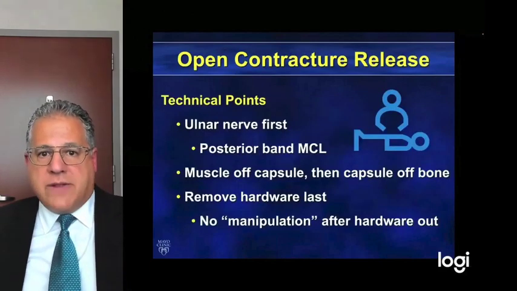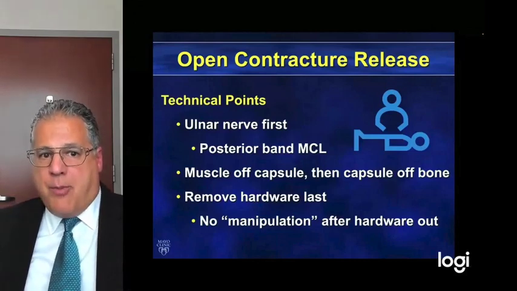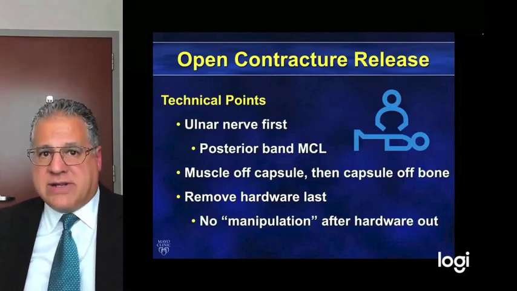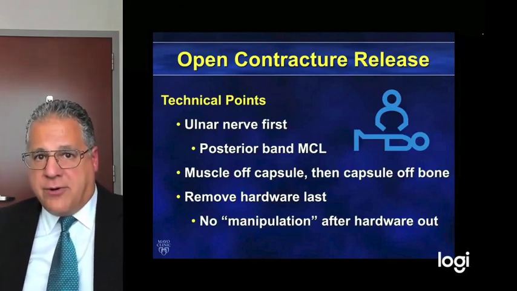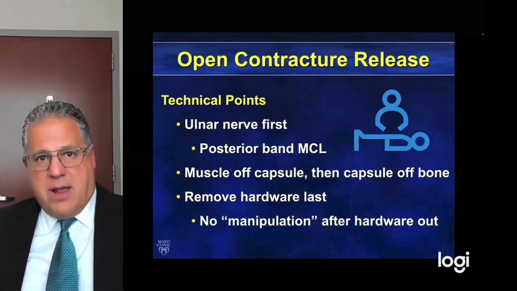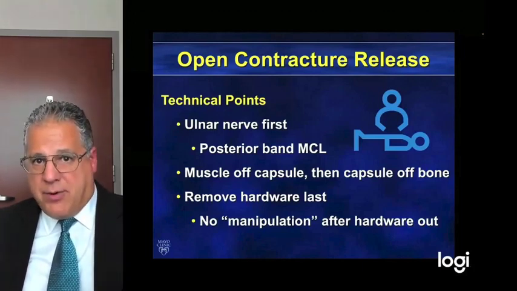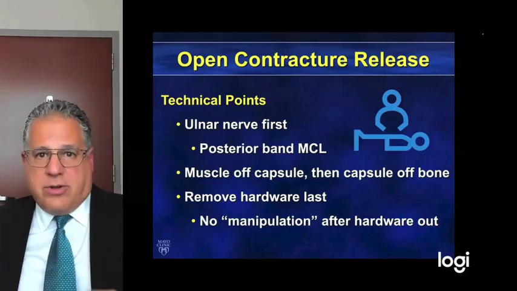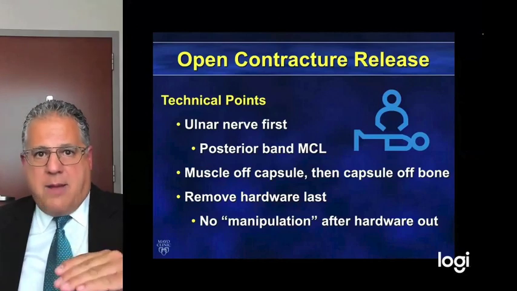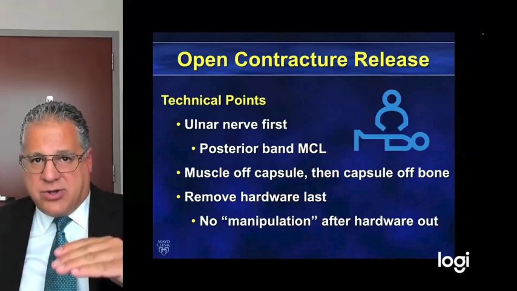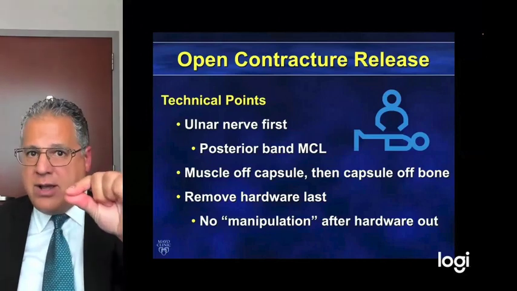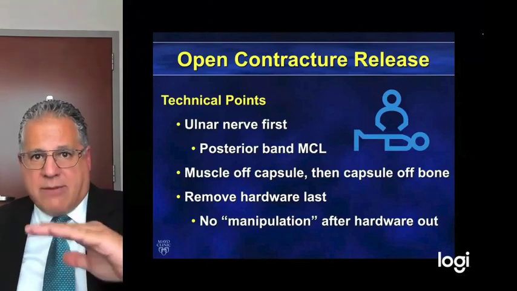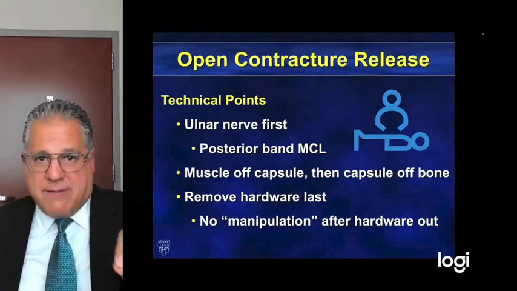In general, when one considers an open contracture release, there are a few points to be taken into consideration. First, the ulnar nerve typically needs to be addressed anyway. So if you do a lateral column procedure, you will likely make a small separate exposure to release the ulnar nerve, and through that approach, you can also release the posterior band of the MCL, which will give you more flexion. Second, it's important to create a plane between the muscle and the capsule before the capsule is detached off the bone. Once the capsule is free floating, it's very difficult to remove. So I like to create that plane between muscle and capsule, and then, with the capsule still attached to the bone, detach it at the margin and then remove it.